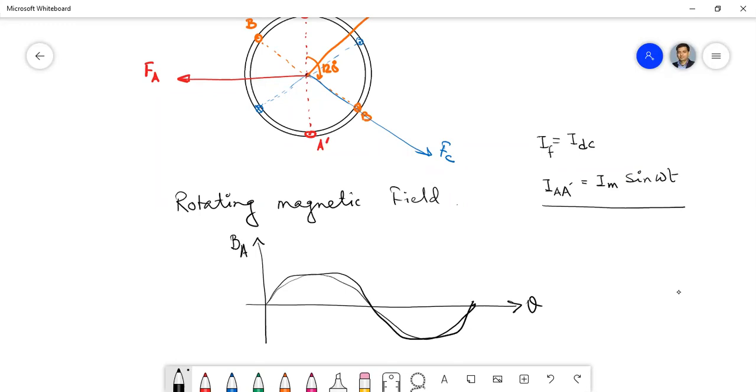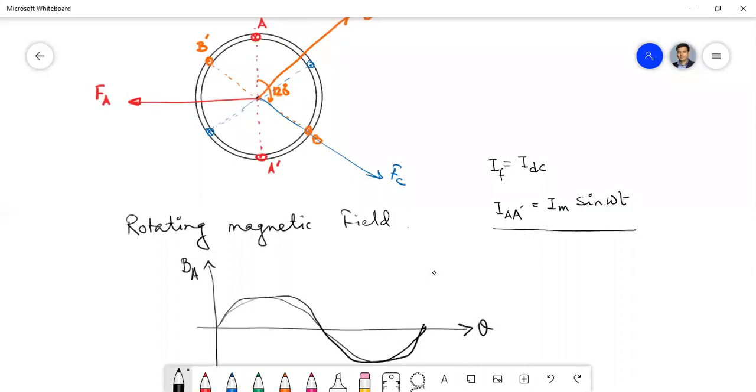Are you getting? Just a minute. Okay, so can you tell me what will be the change in this distribution? Have you understood this distribution at all?